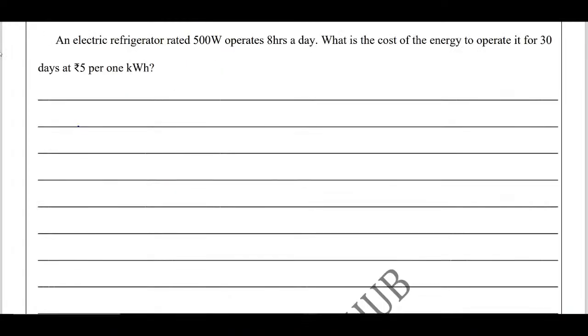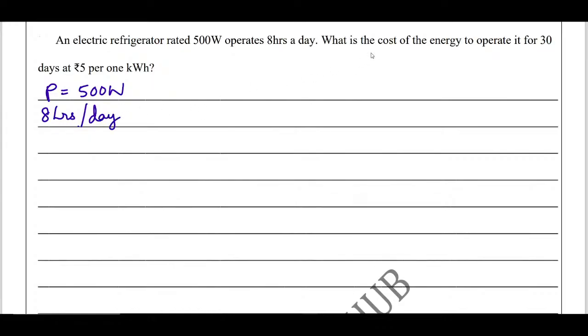Students, moving to next question. Very important question. We have seen this kind of question asked for 3 marks in the preparatory paper and also in the model paper. An electric refrigerator rated 500 watts, that is given power equals 500 watts, operates 8 hours a day. Time is 8 hours per day.